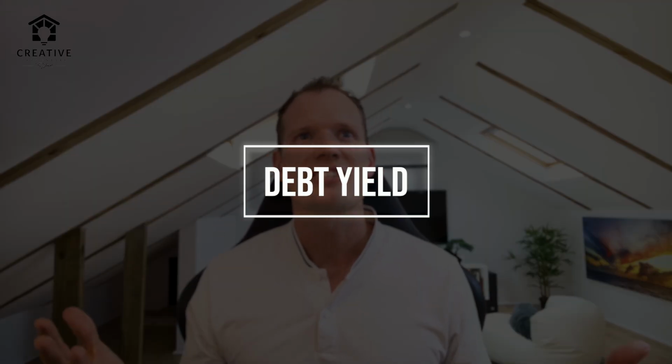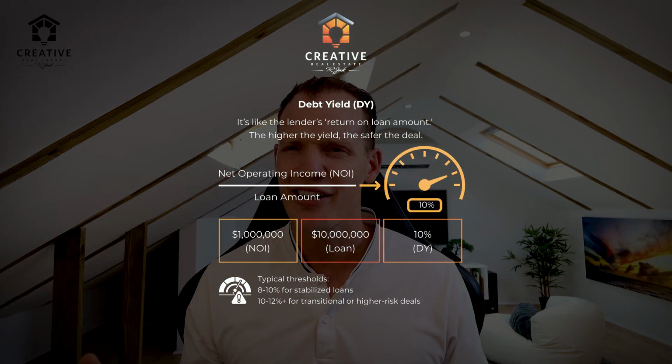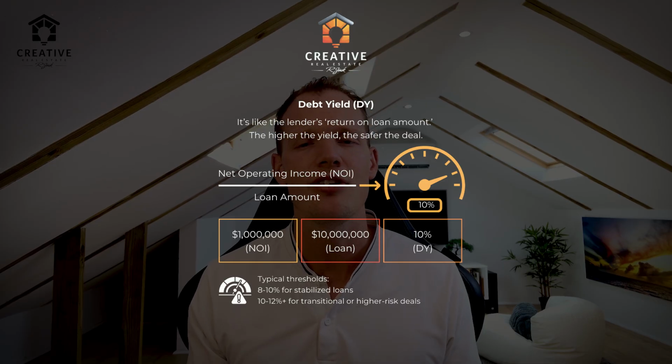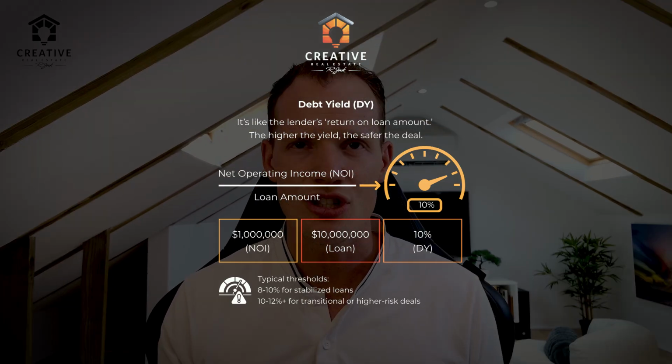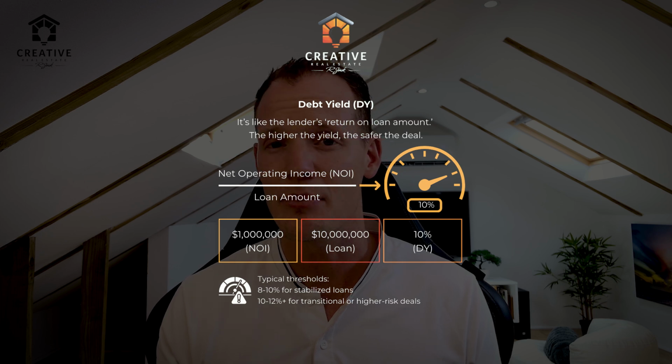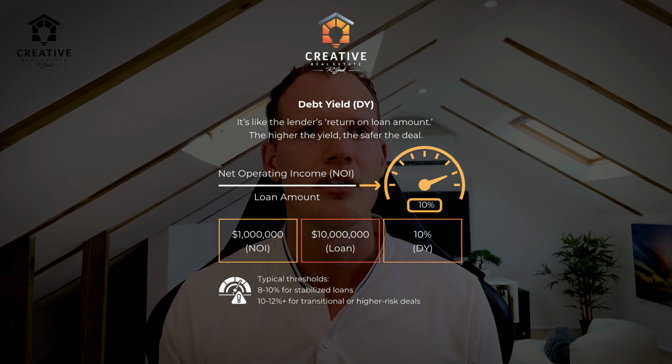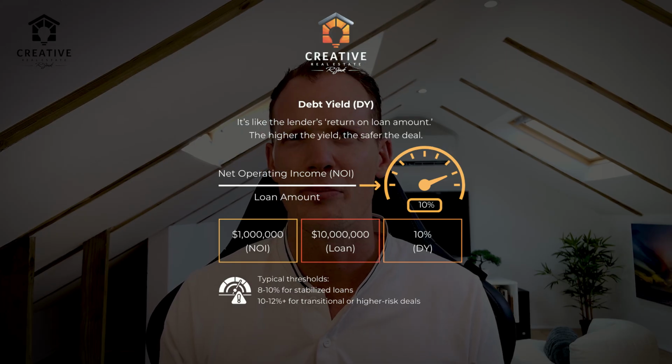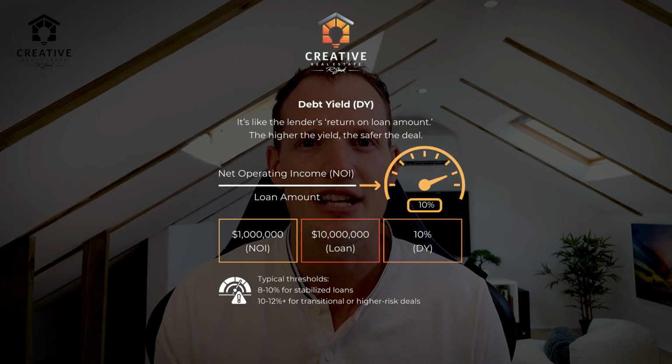So your debt yield is essentially your net operating income divided by the loan amount. You could kind of think of it as the lender's cap rate. Instead of dividing by the purchase price of the property, you're just dividing it by their loan value. Debt yield shows the lender how much income the property makes for every dollar that the bank lends. It's like the lender's return on loan amount, or like their cap rate, as I mentioned. The higher the yield, essentially, the safer the deal.